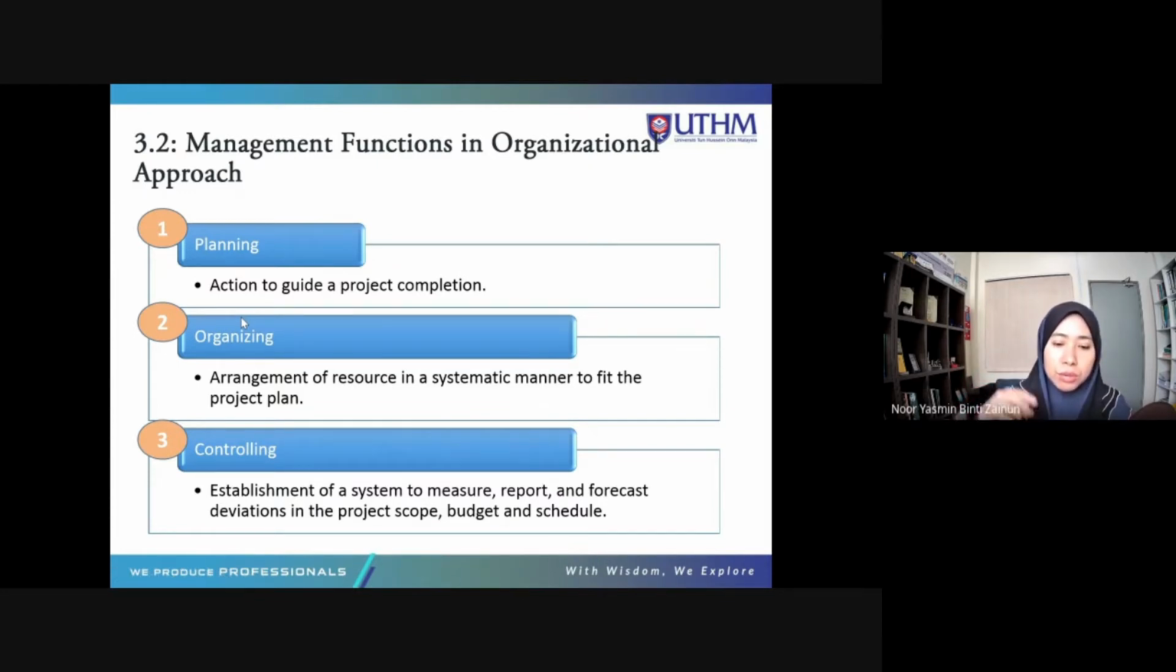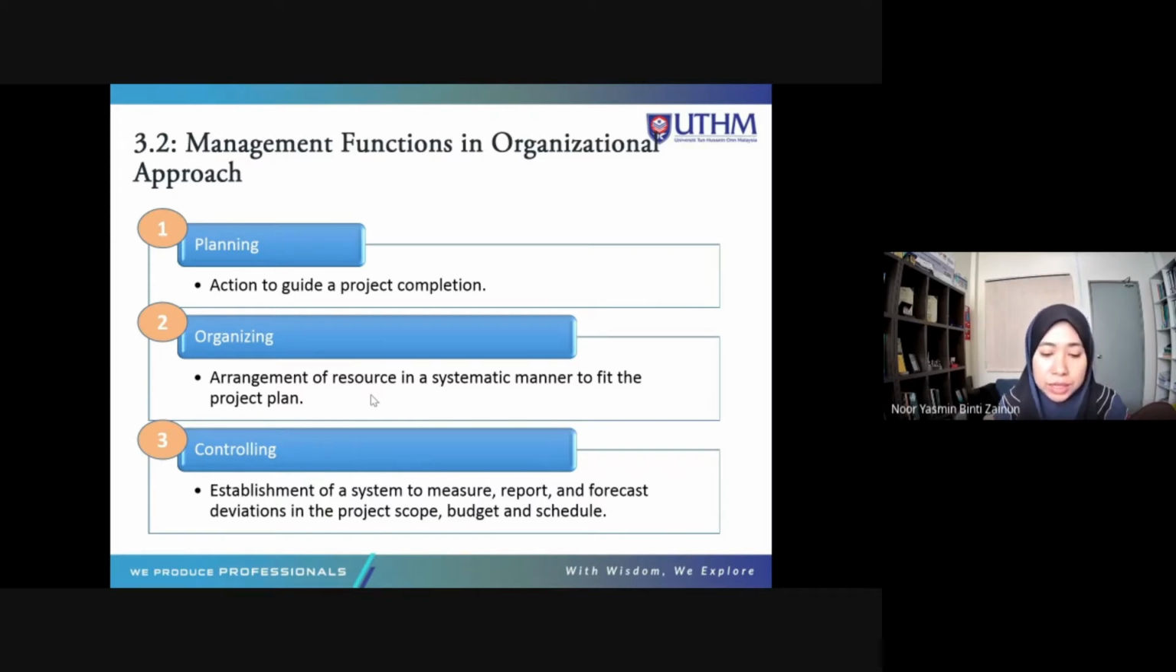Okay, so first, before you start, you plan. So this is actually to guide the project completion. After that, organize, which is to arrange resources in a systematic manner to fit the project plan. And lastly, after you have organized, you need to control.